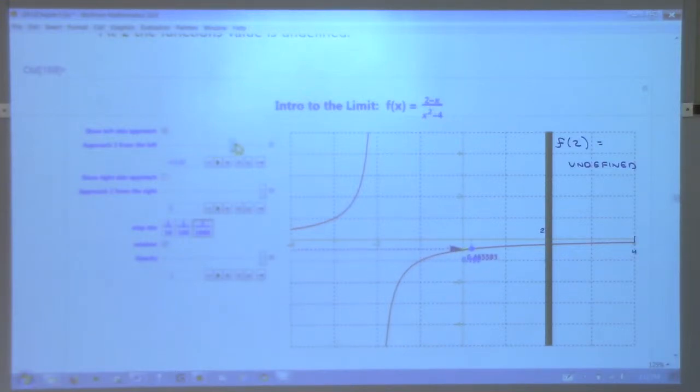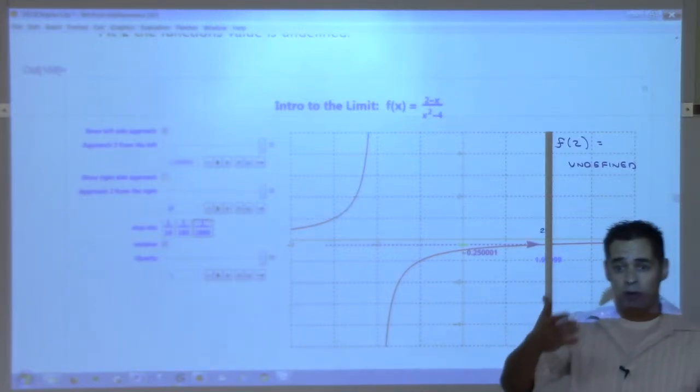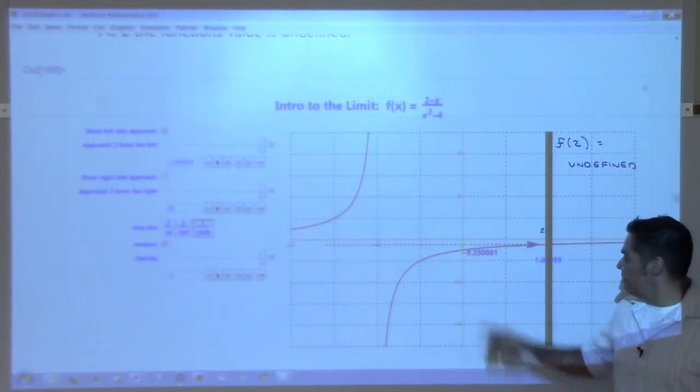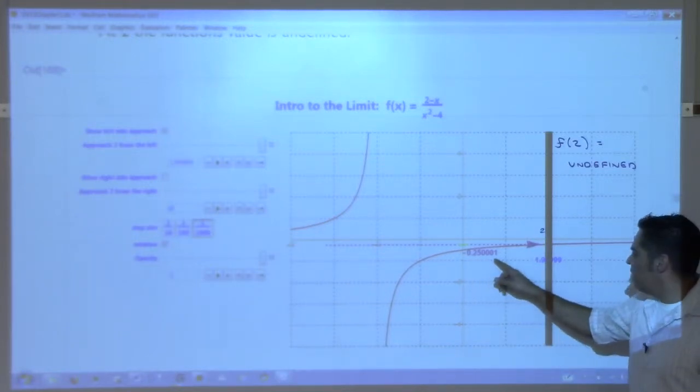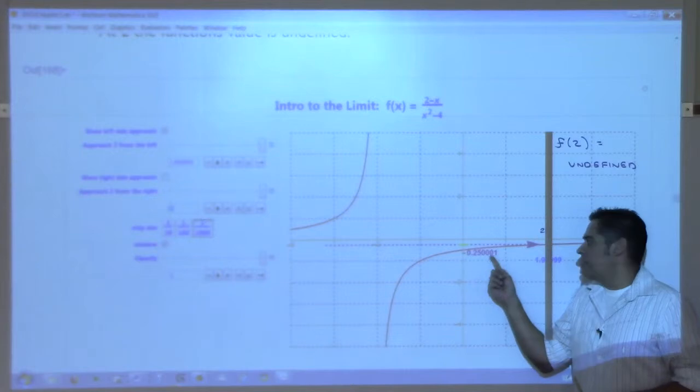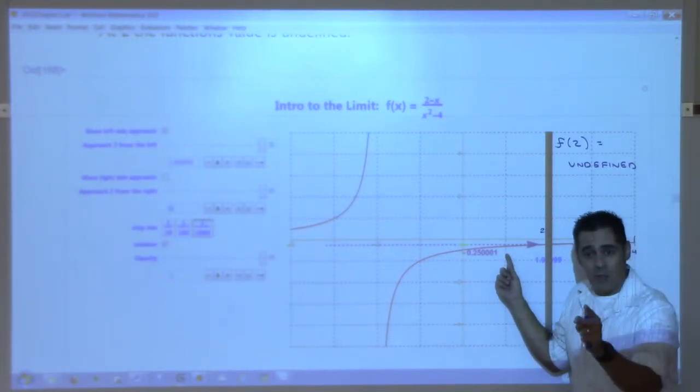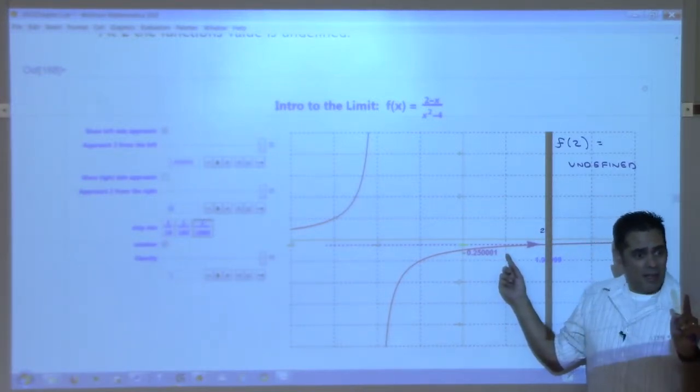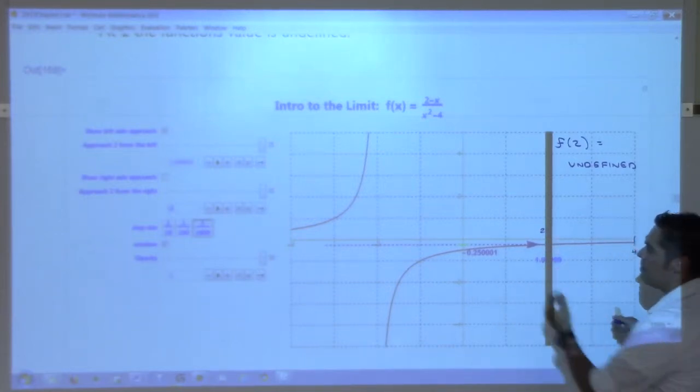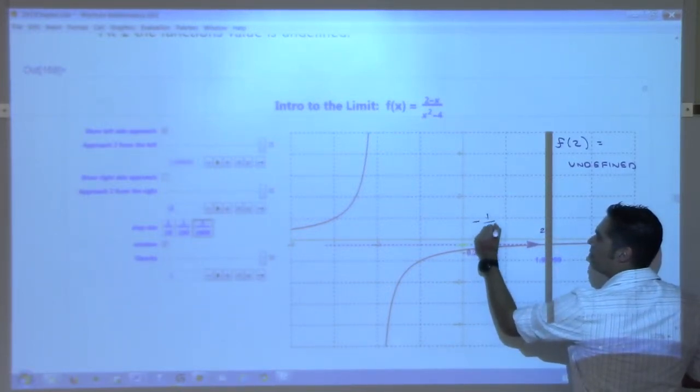I've got to get real close here. See the y-coordinate, negative 0.3? So as I get closer and closer, now I'm at 1.99999. What does it look like I'm headed towards? Negative 0.25, right? Now, it's not negative 0.25 because there is something else out here, but doesn't it look like I'm heading towards that? Does everyone see that? It looks like from the left, I'm headed towards negative 1/4.